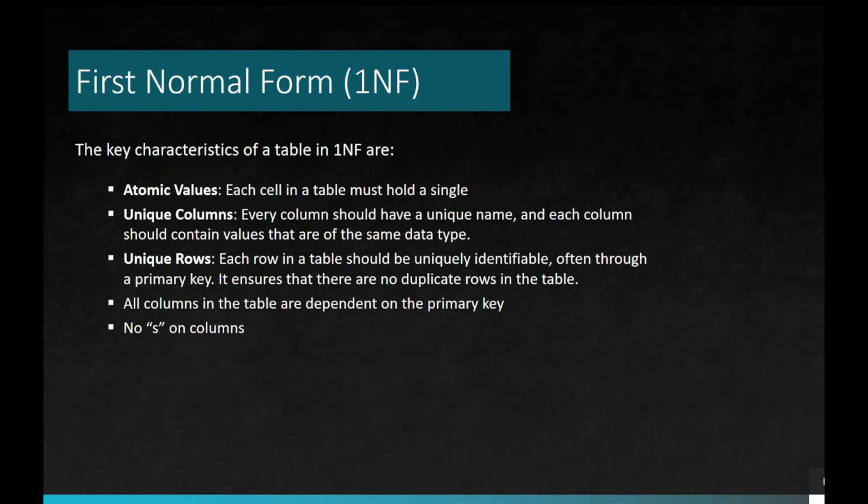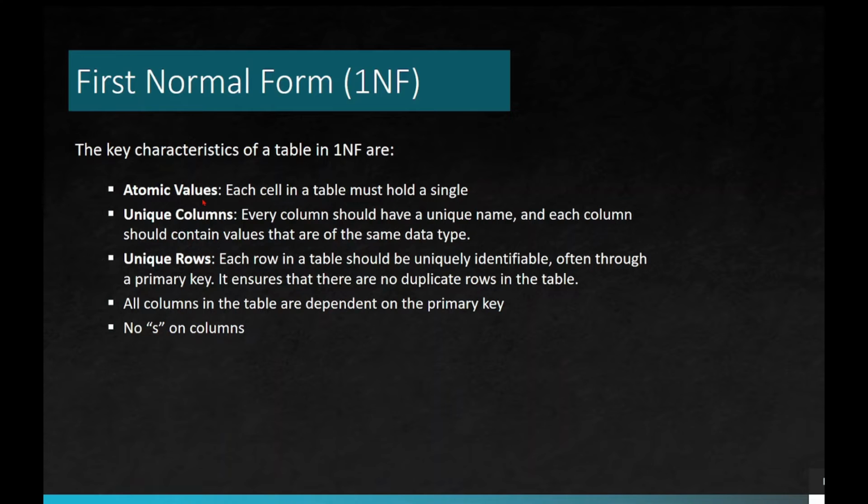Now, the first one is atomic values, right? Each cell in the table must hold a single value. So for simplicity, you cannot be storing, say, first name and email address in the same column. Every column should have a unique column name, and each column should contain values that are of the same data type. In the section on physical design, you will understand what data types are. So basically, you can't be storing an integer and a string in the same column.